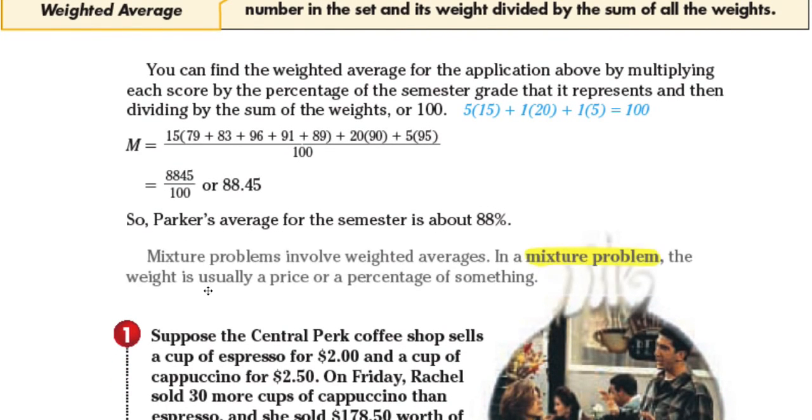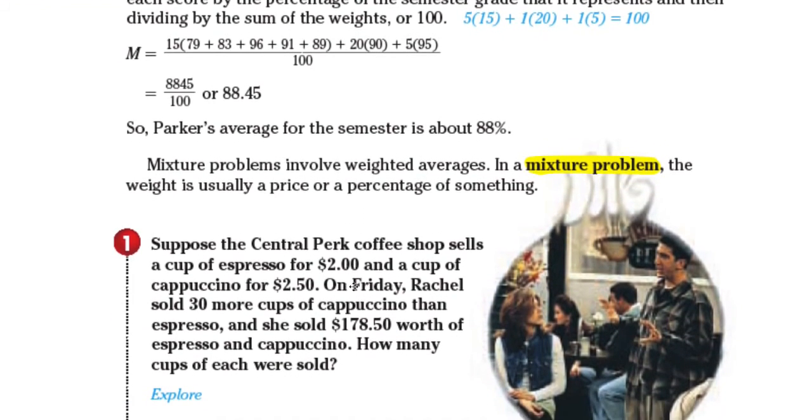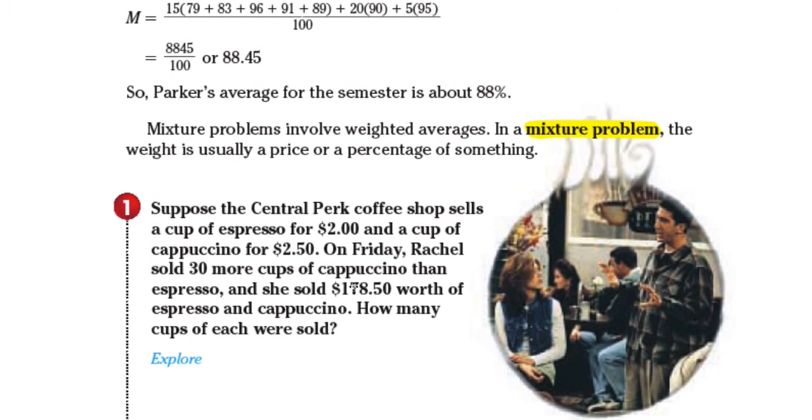Mixture problems involve weighted average as well. In mixture problems, the weight is usually a price or a percentage of something. Suppose the Central Perk coffee shop sells a cup of espresso for $2 and a cup of cappuccino for $2.50. On Friday, Rachel sold 30 more cups of cappuccino than espresso, and she sold $178.50 worth of espresso and cappuccino. How many cups of each were sold?